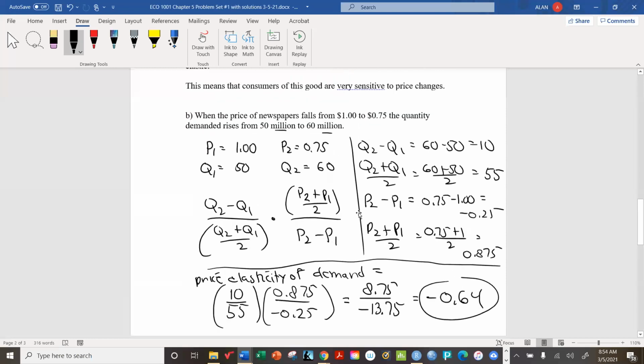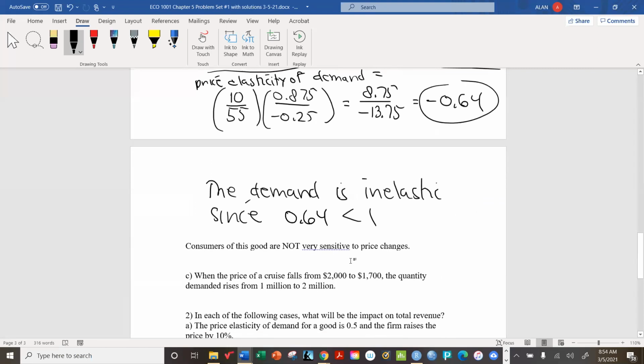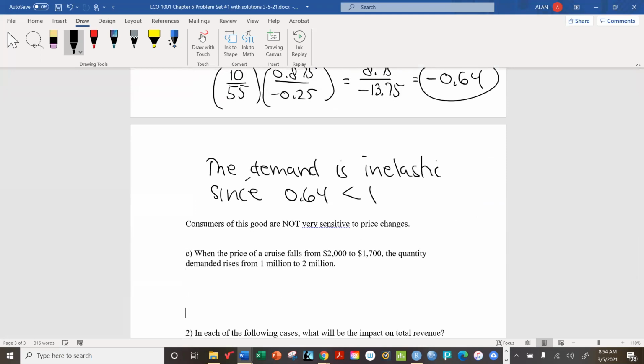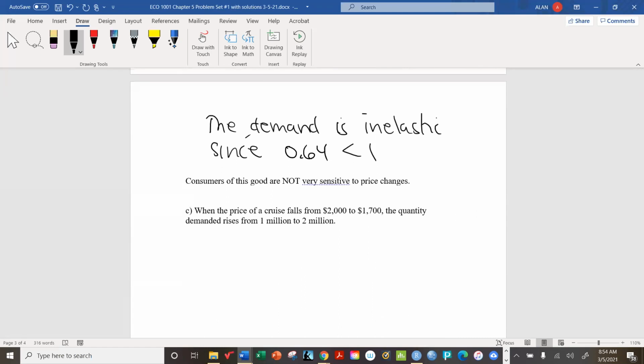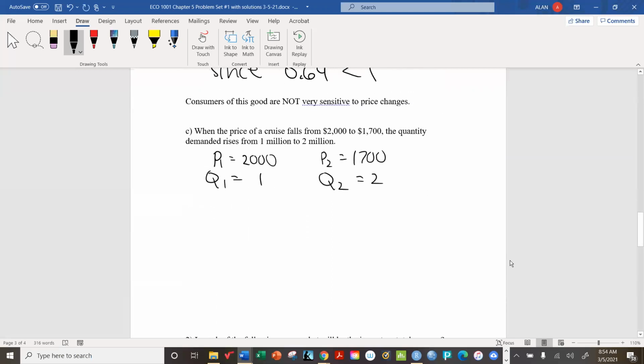All right. Now, how about this one, cruise lines. Let's say the price of a cruise drops from 2000 to 1700. The quantity demanded rises from 1 million to 2 million. So again, you can ignore the millions. Let's do this. We have the first price is 2000. The second price is 1700. The first quantity is 1, and this is 2. All right, so this is our formula.